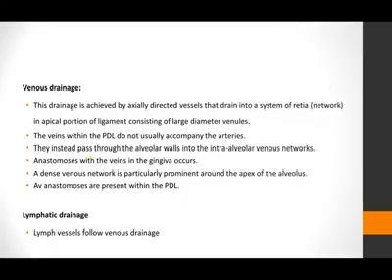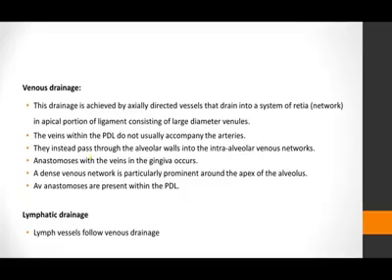Then we have the venous drainage of the periodontal ligament. This drainage is achieved basically by axially directed vessels that drain into a network in the apical portion of the ligament, consisting of large diameter venules. So the venous system of the periodontal ligament consists of large diameter venules that drain into a network in the apical portion of the ligament.